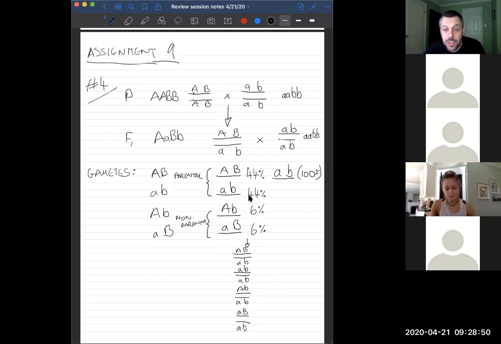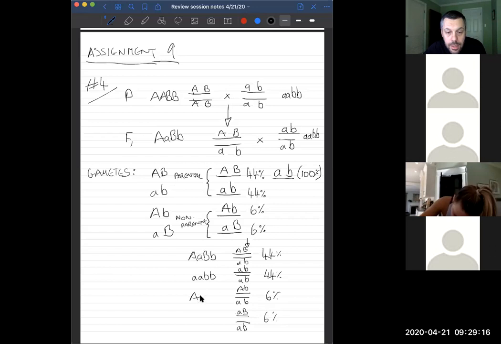And I know the percentage of all of these things, right? So the first two, this is going to happen 44% of the time. This is also going to happen 44% of the time. This is going to happen 6%, and this is going to happen 6%. If I was to write these down the old school way, it would be this, it would be this, it would be this, and it would be this. And that's it, right? So using this scheme, I can figure out exactly the percentages of everything.